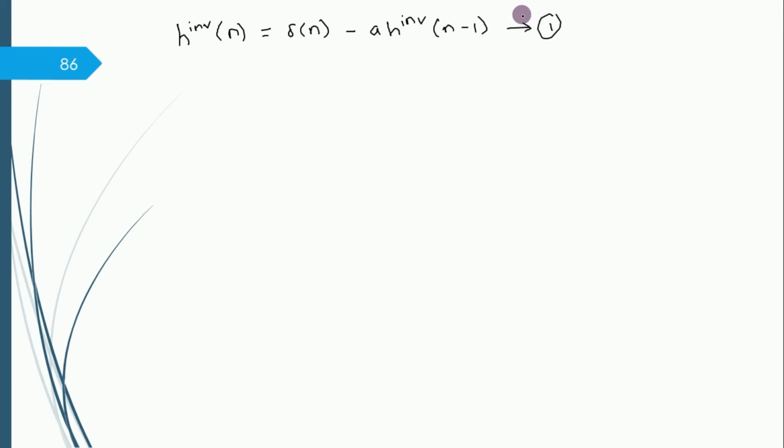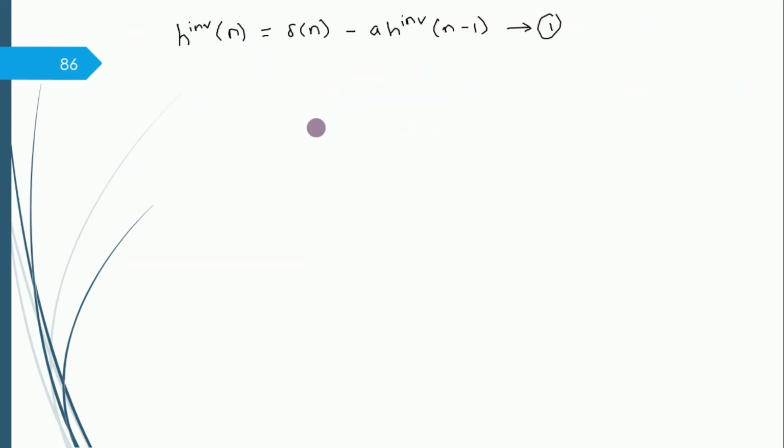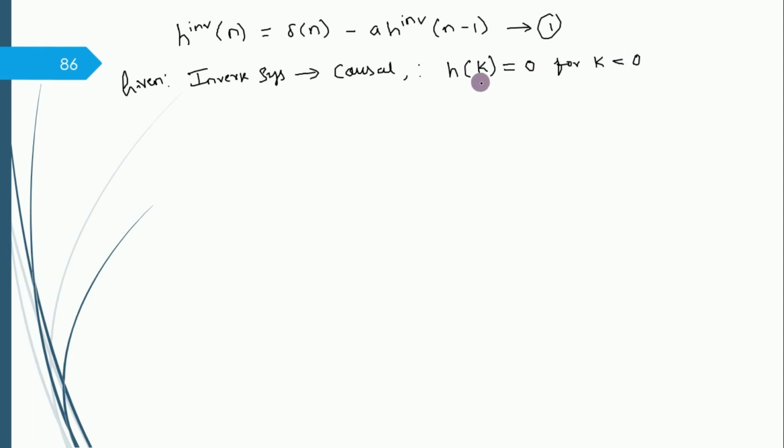Now, observe the question carefully. They have asked us to design a causal inverse system. The inverse system should be causal. Given that the inverse system is causal, the causal condition is h of k should be equal to 0 for k less than 0. That means h of k or h of n, whatever, is 0 for all negative values. So I use this trick.